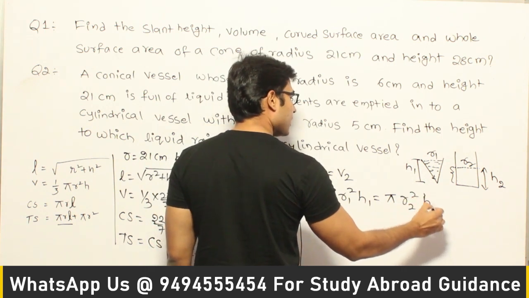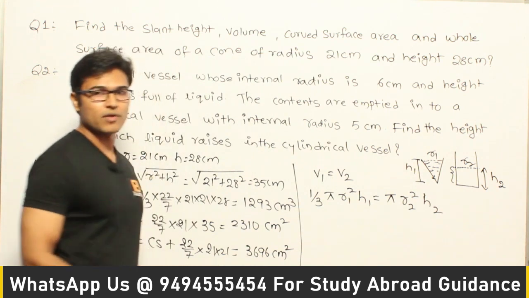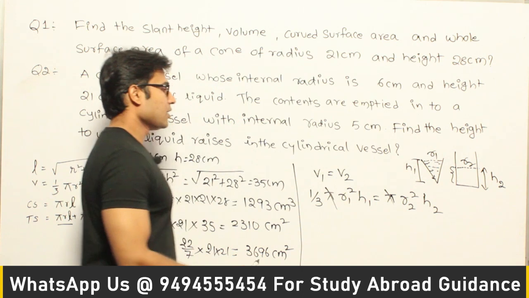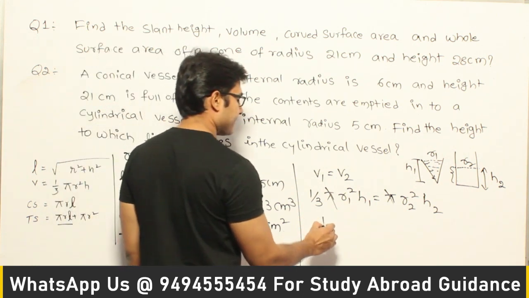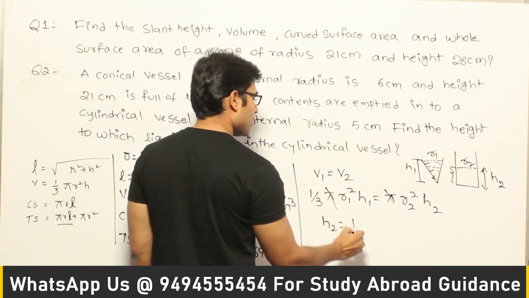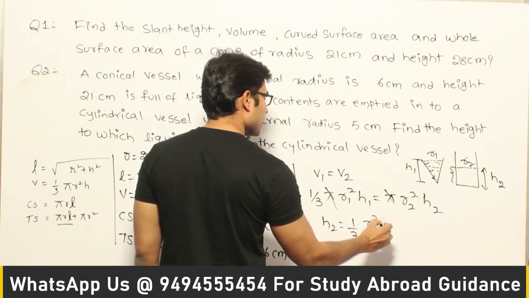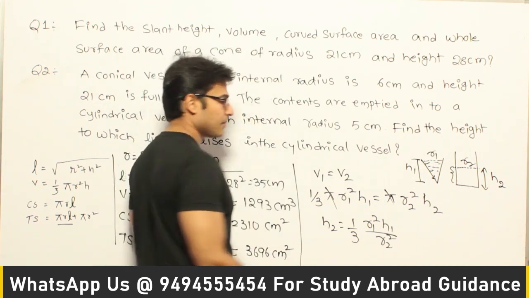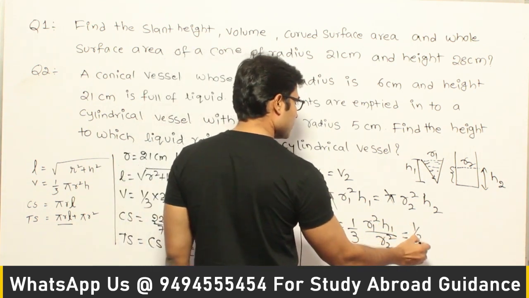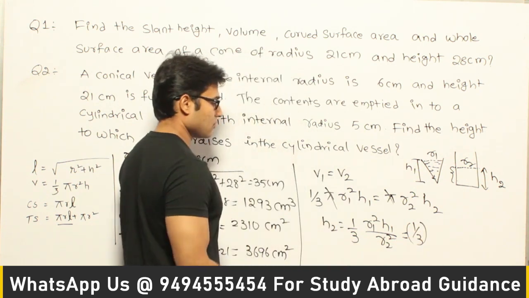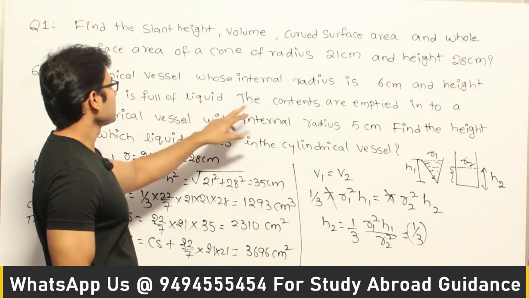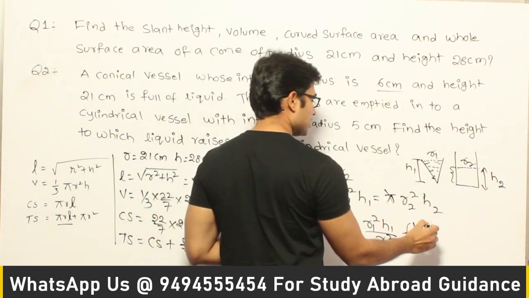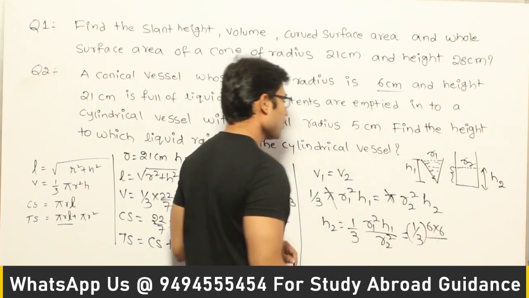into H2. Now we are supposed to find the value of H2. Now you can cancel out pi and pi, right? Therefore H2 equals 1/3 R1 square H1 divided by R2 square. Now you can substitute the values. So 1/3 R1 square. What is R1? The radius is given as 6 centimeters, therefore R1 is 6. So 6 into 6 divided by R2 square.